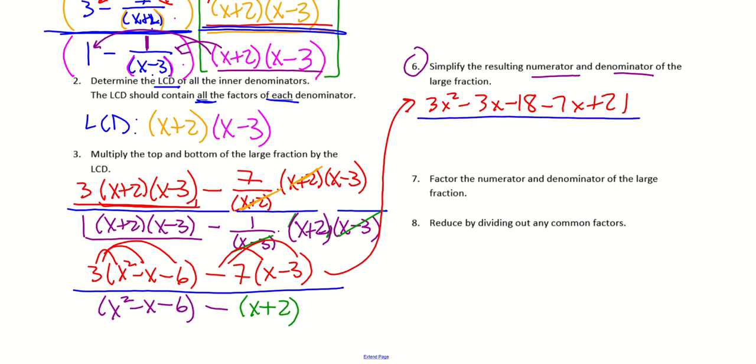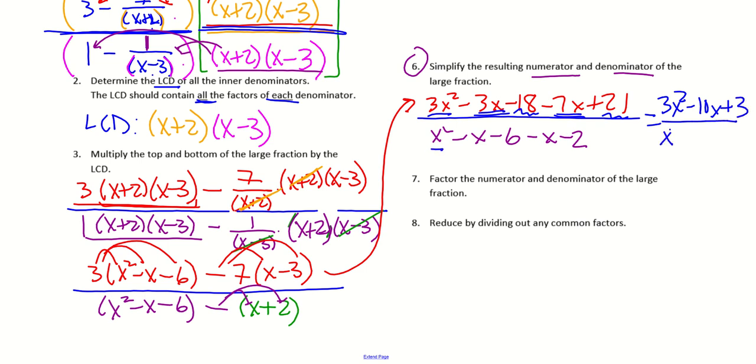On the bottom, we have our x squared minus x minus 6, and now distributing this negative, we get minus x minus 2. Right? That leaves us adding like terms with our 3x squared, that's this one, then our minus 3x and minus 7x, so that's minus 10x. And then our minus 18 plus 21 is plus 3 over our x squared, and then our minus x and minus x, so that's minus 2x, and then our minus 6 and minus 2, so that's minus 8.